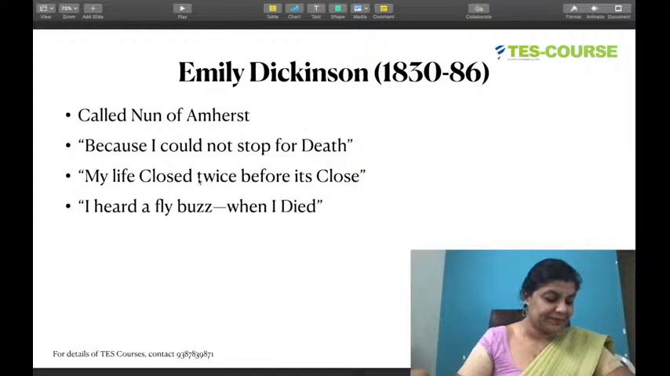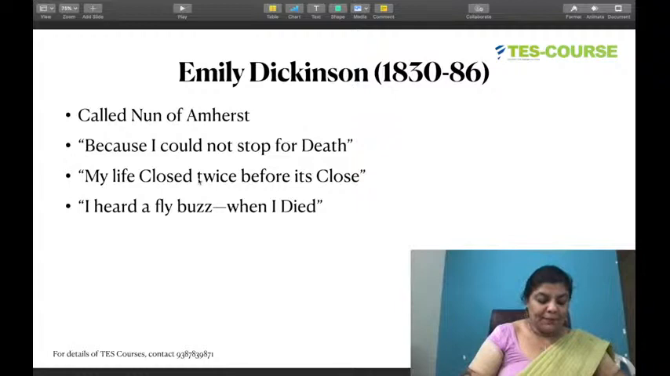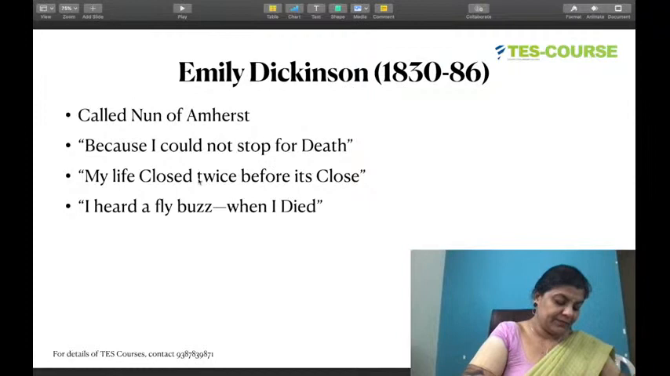The Village Blacksmith. Yes, Annette, that is right. The Village Blacksmith is by H.W. Longfellow. That is right. Did you know H.W. Longfellow also wrote Hyperion? H.W. Longfellow also wrote Hyperion.